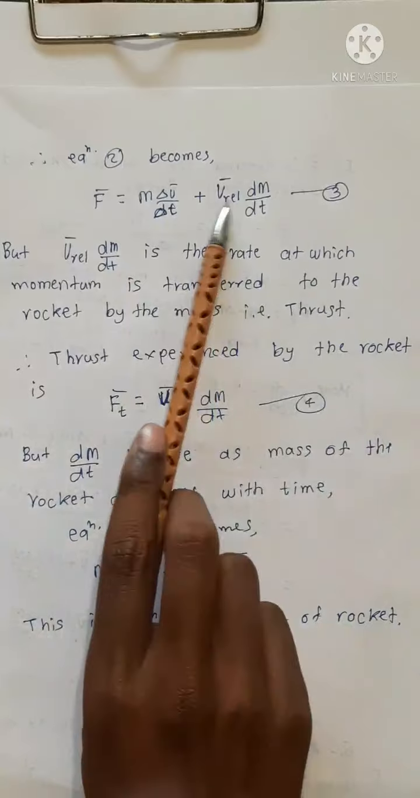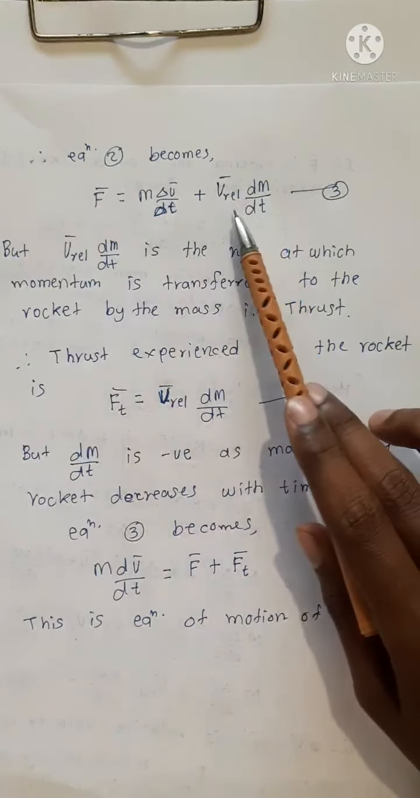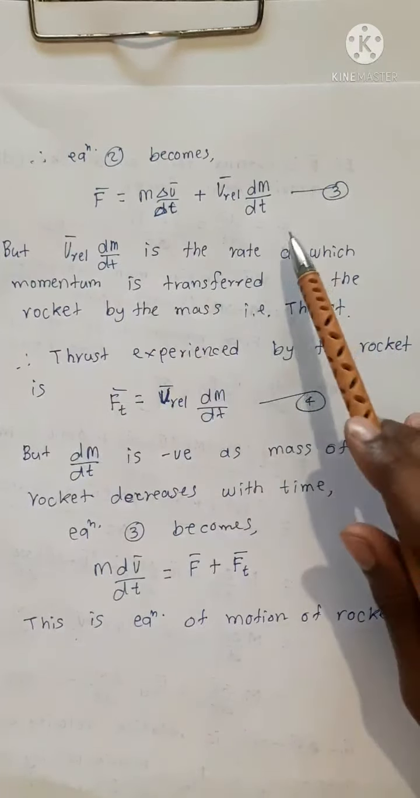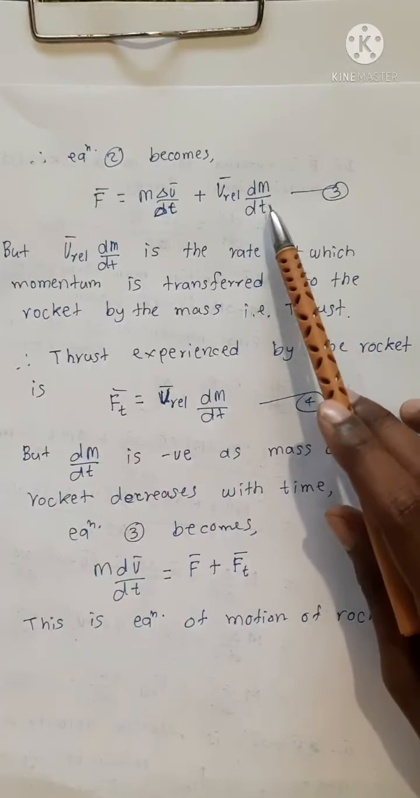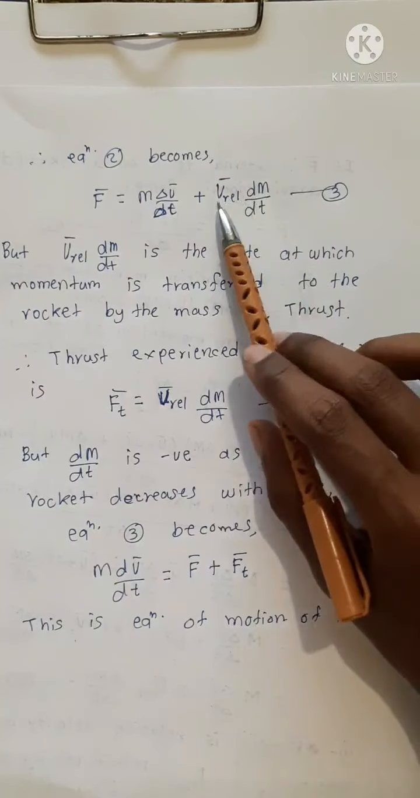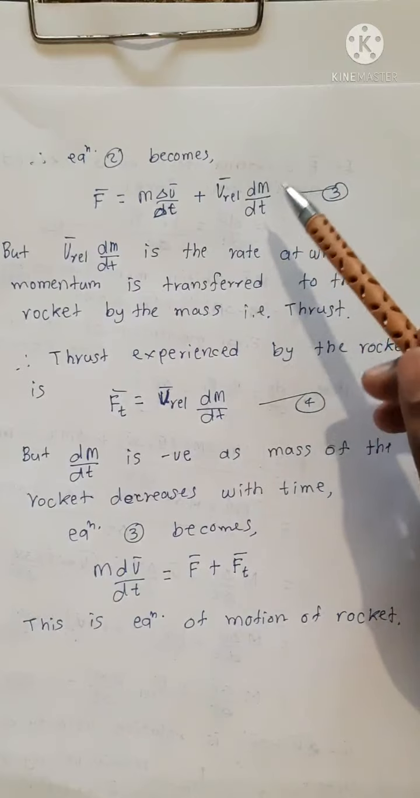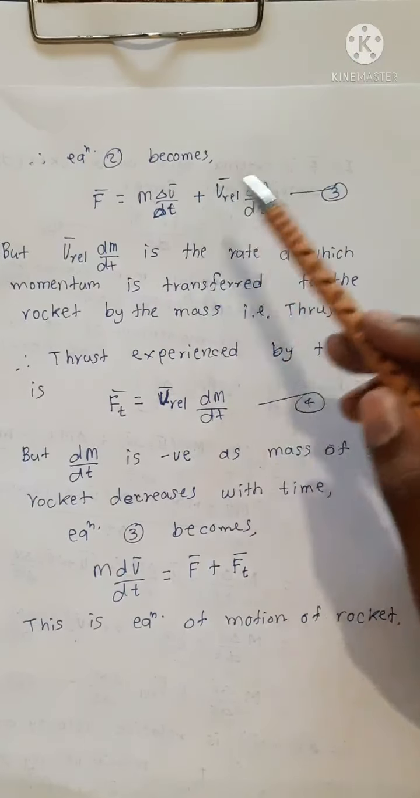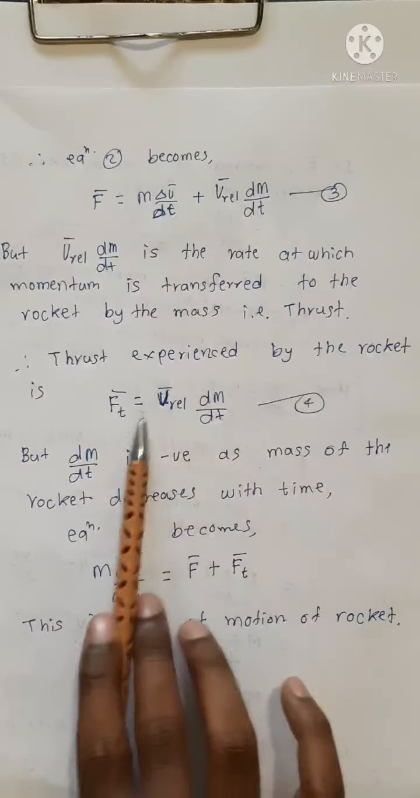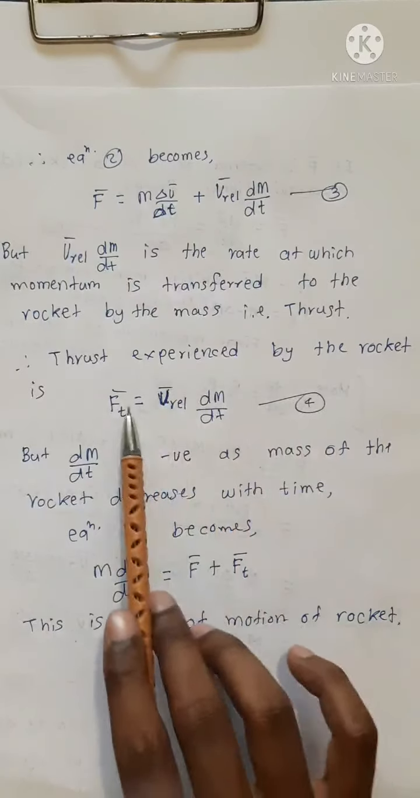So this term is nothing but the thrust experienced by the rocket, because it is momentum, we know, the rate at which the momentum is transferred to the rocket by the mass, that is thrust, we know. So as it is m v bar into d by dt, that is the rate of change of momentum, or we can say the rate at which the momentum is transferred from the gases to the rocket by the mass, that is the thrust. So thrust, we can write this term as F t bar. Thrust is also a force.